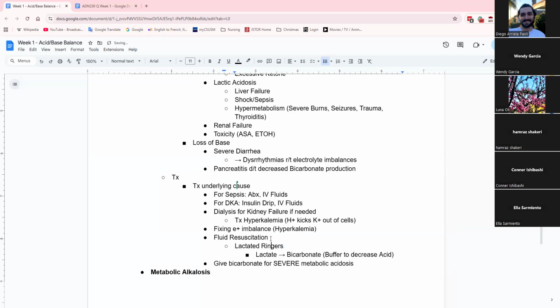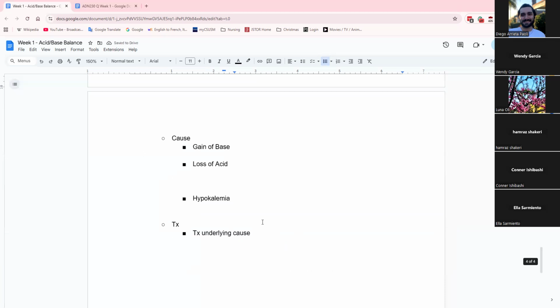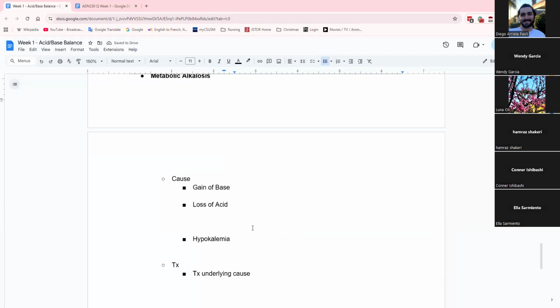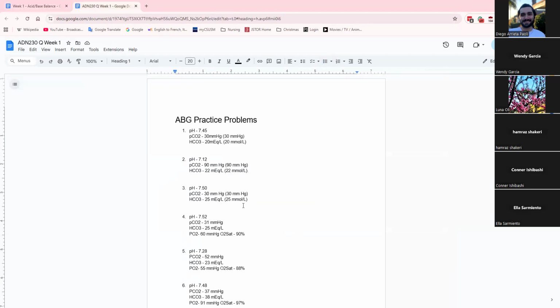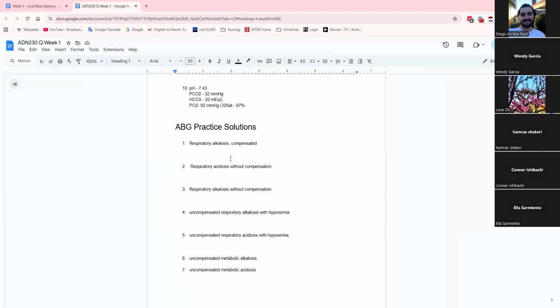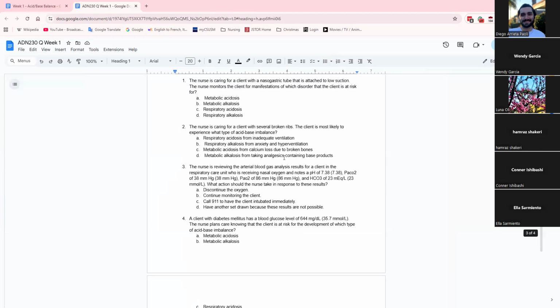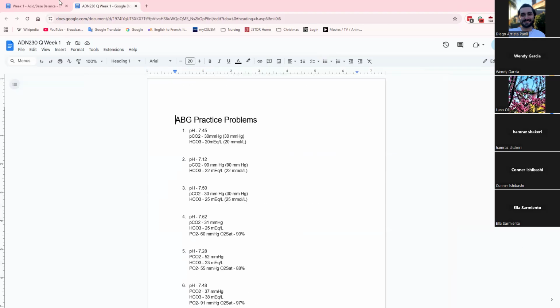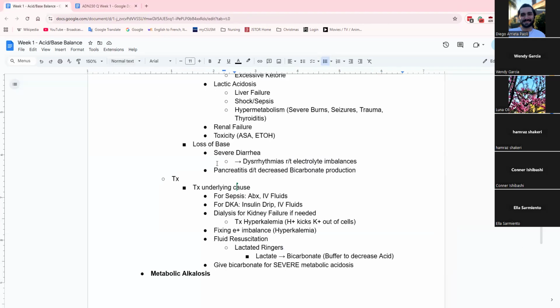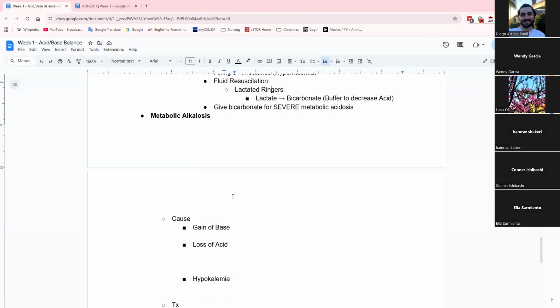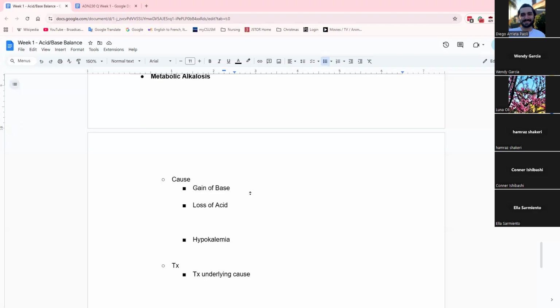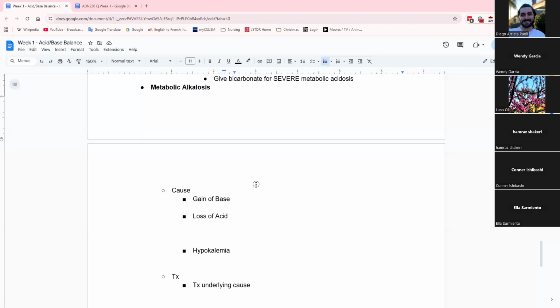Any questions at all on anything so far? We're almost done with this, and then I'll go over some practice questions so we can practice the interpretation of ABGs, as well as a few multiple choice questions. If not, we can move on to metabolic alkalosis. If you do have a question, just type it down and I'll get back to it.